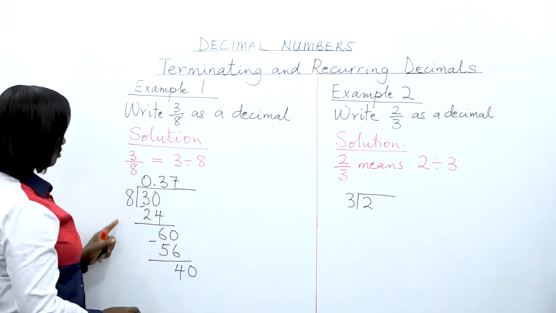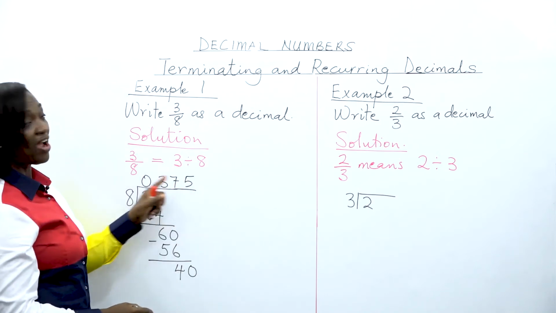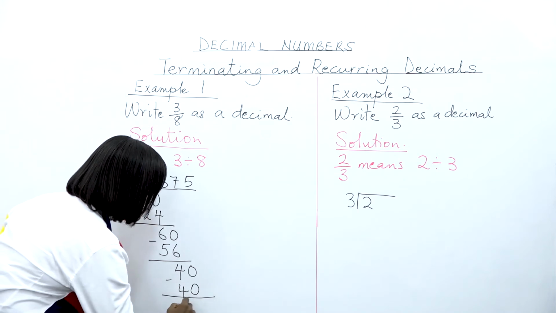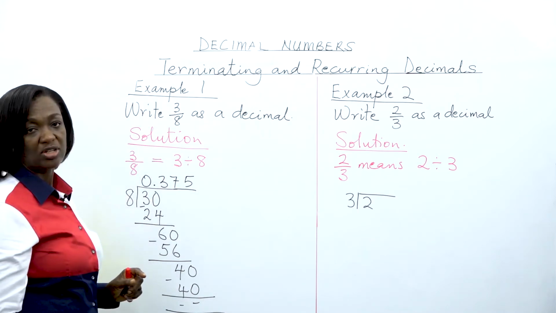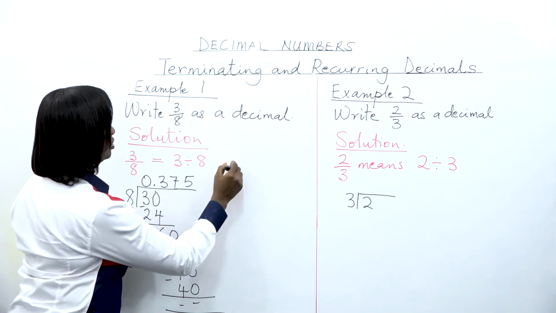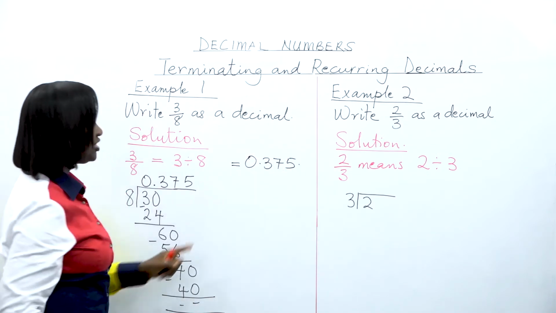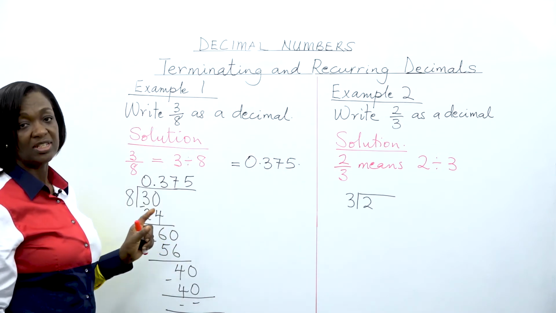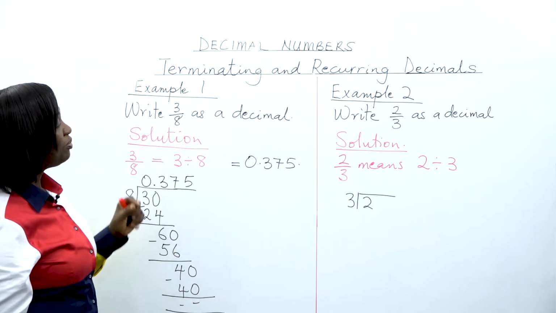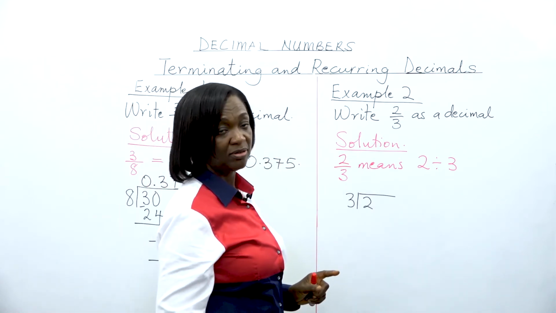Attach another 0. 8 into 40 is 5. 5 times 8 is 40. And that ends our subtraction. So 3/8 is equal to 0.375. This is an example of a terminating decimal because it ends here. In example 2, we have write 2/3 as a decimal.